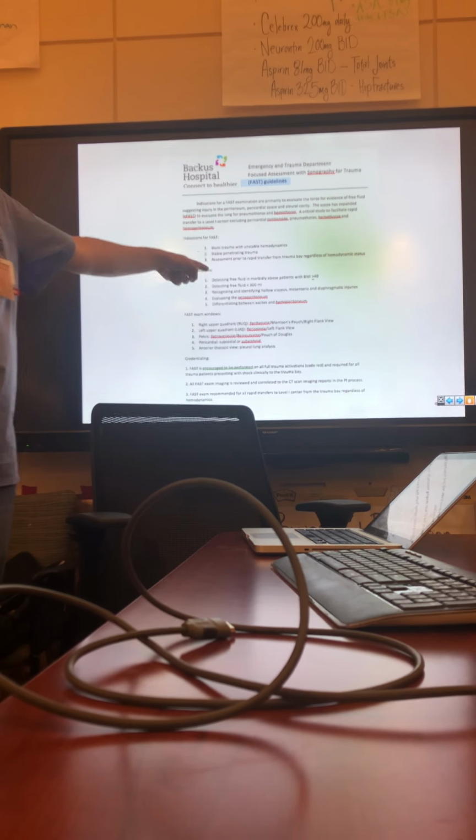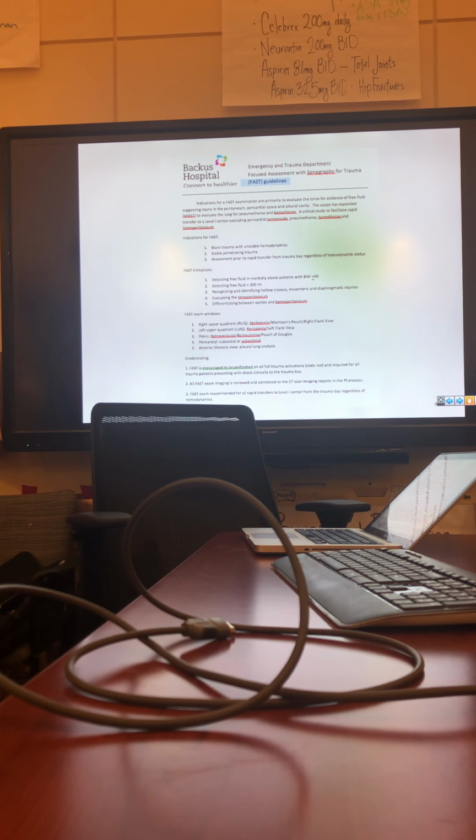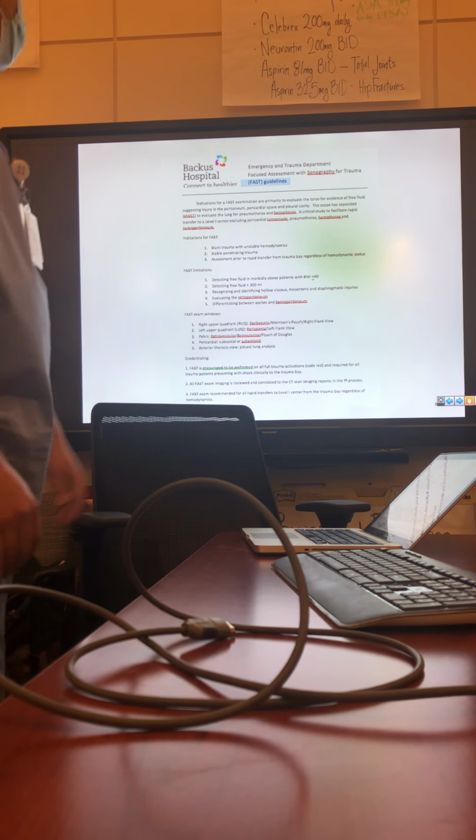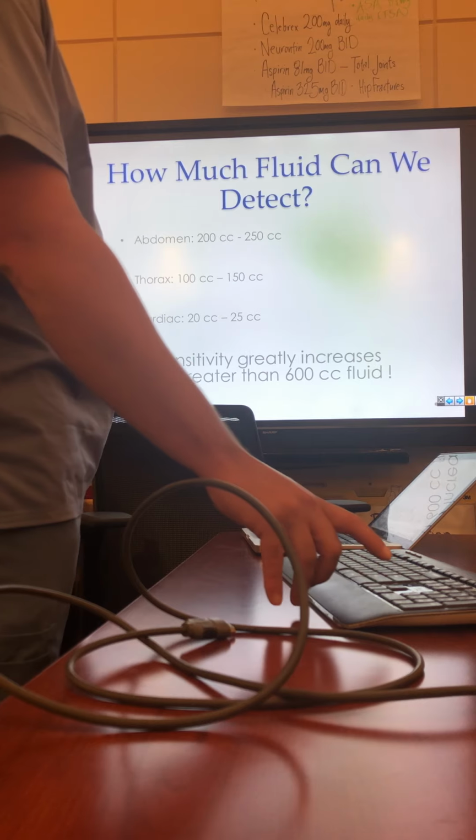These first three are what I was mentioning before. So blunt trauma with unstable vitals, stable penetrating trauma, and then anyone who you're going to rapidly assess and rapidly transfer to Hartford without CAT scan. And then we'll talk about some of the other ones in some other slides.